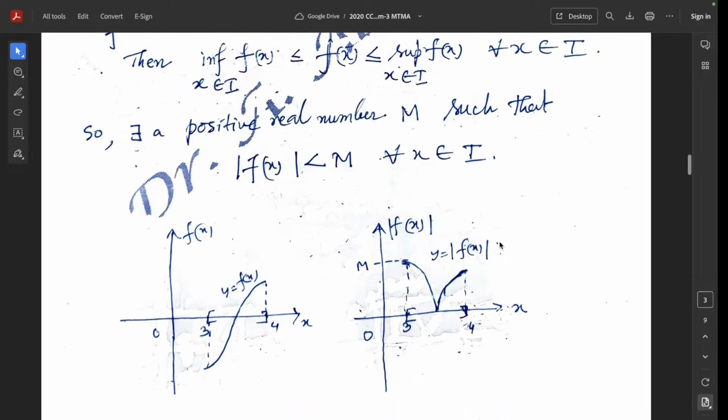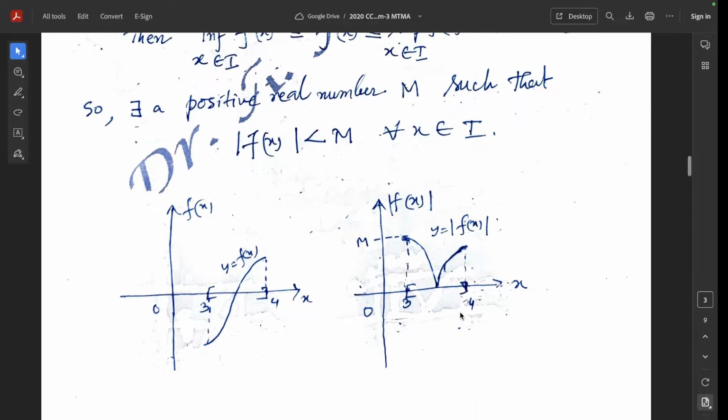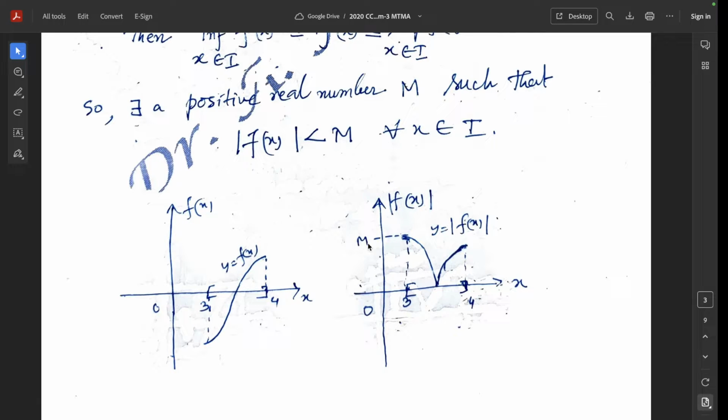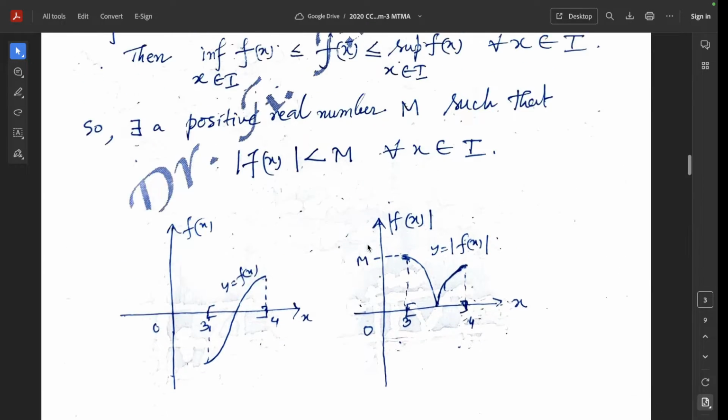This is the x-axis, this is the y-axis. Suppose this point is 3 and this is 4, and the function is this. So mod of f(x) from 3 to this point is this part. This is the graph of mod of f(x) between the interval [a, b] or [3, 4]. So this function mod of f(x) is less than M. This M may be a supremum or not, any positive real number.